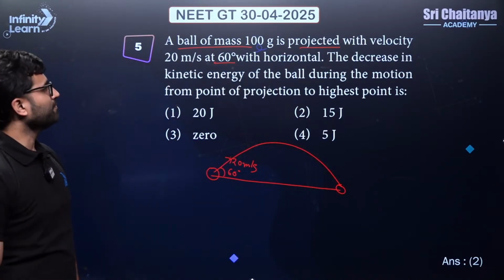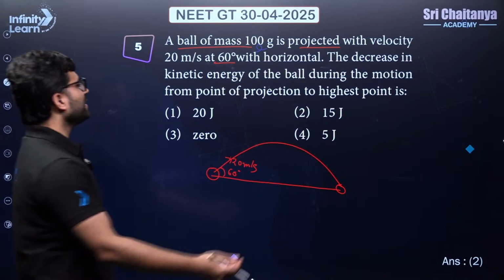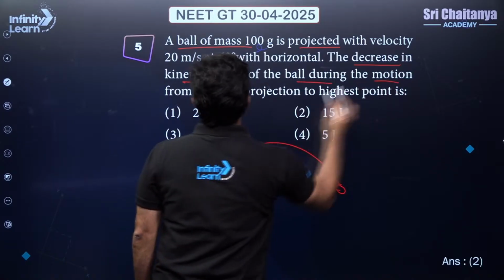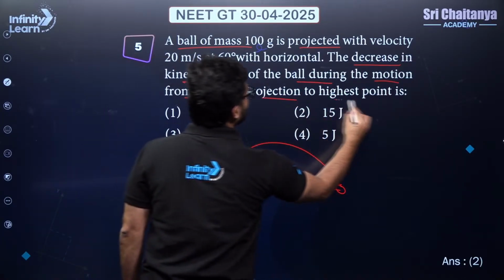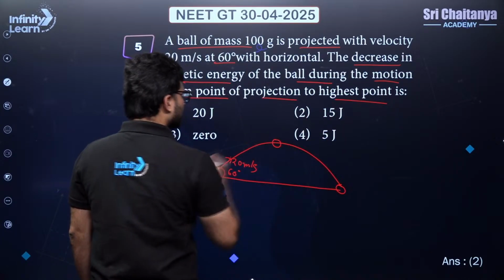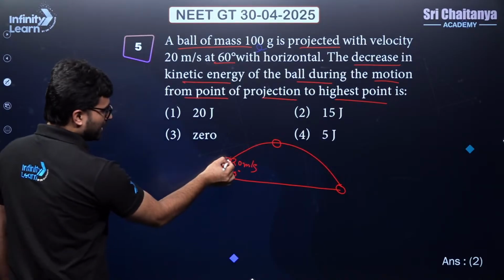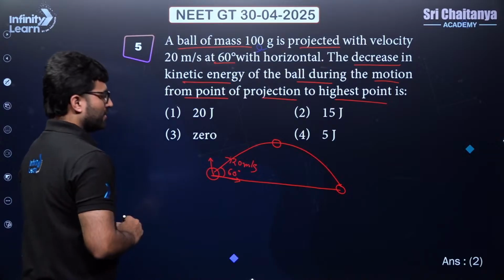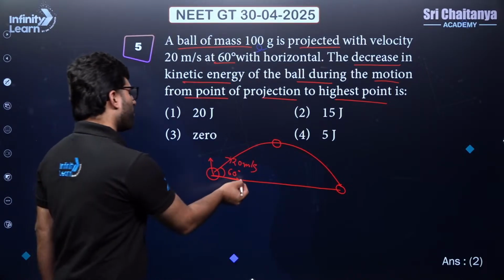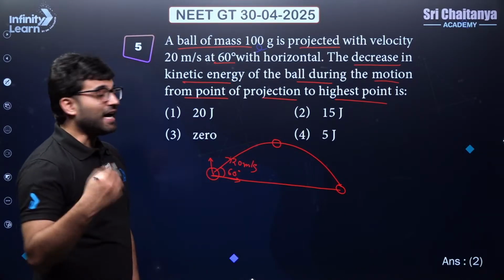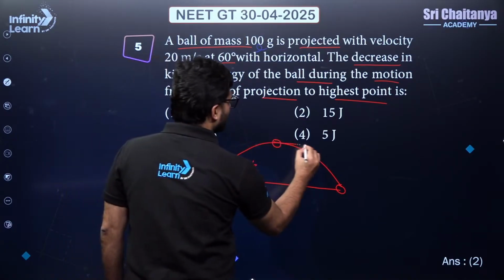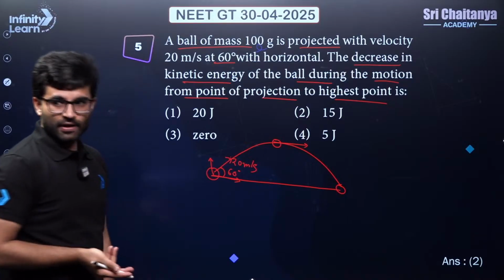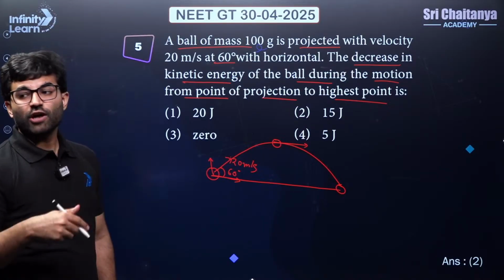Yes? Now, we have to calculate the decrease in the kinetic energy of the ball during the motion from point of projection to the highest point. So highest point is here, right? Now we can do the components of this 20. So we'll have one component here, another component here. Why am I telling you to do the component? Because this component never changes, right? And at the highest point, what is the velocity of this projectile? That would be the horizontal component of the velocity, which is nothing but 20 cos 60, right?